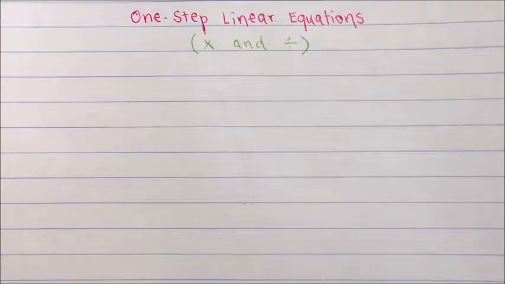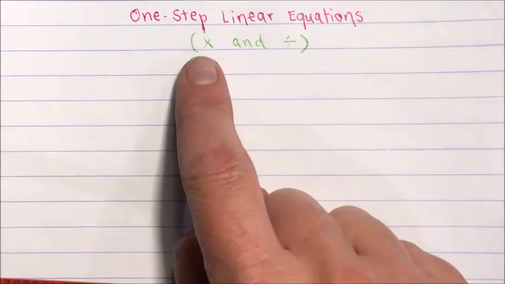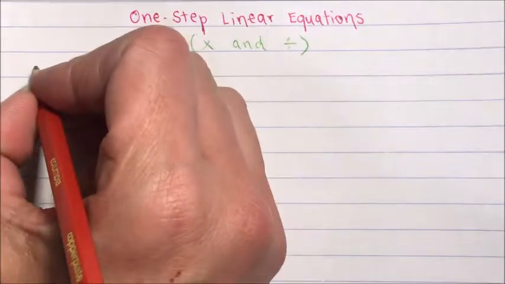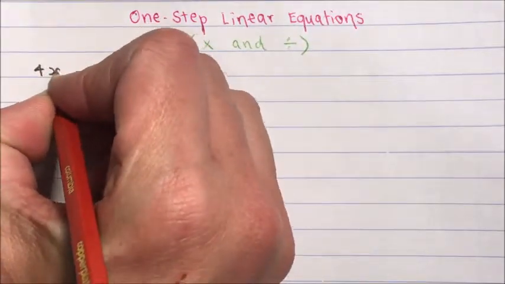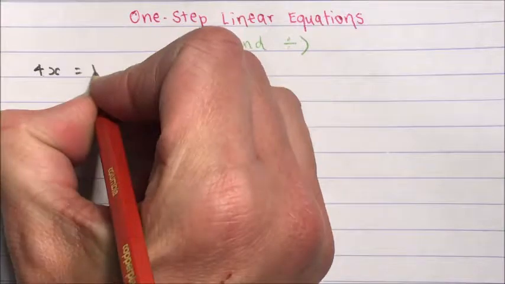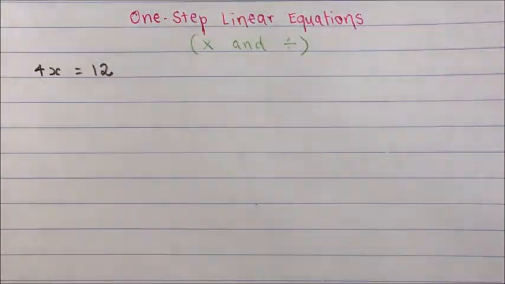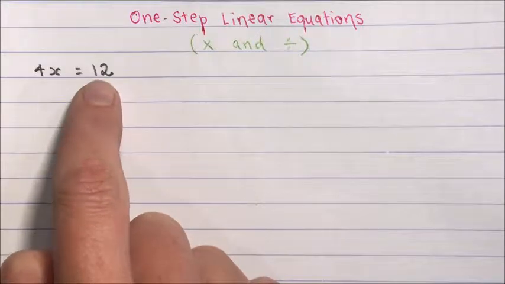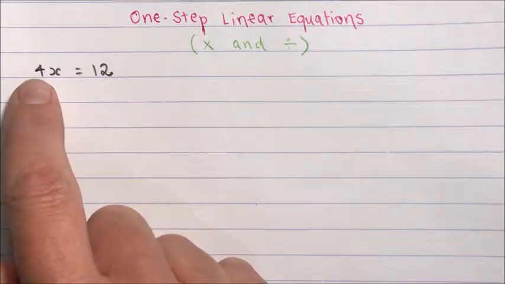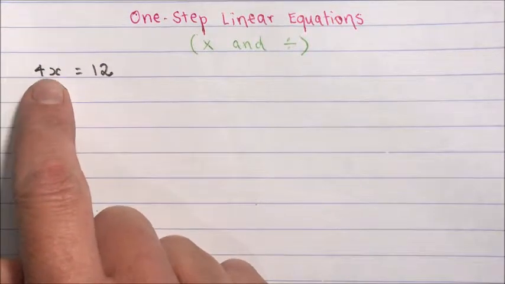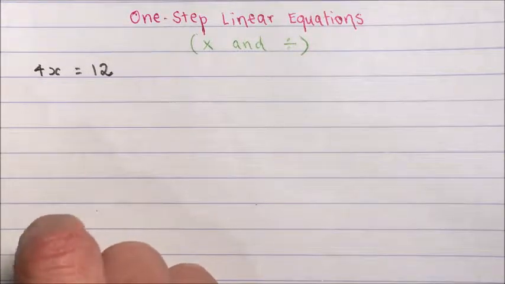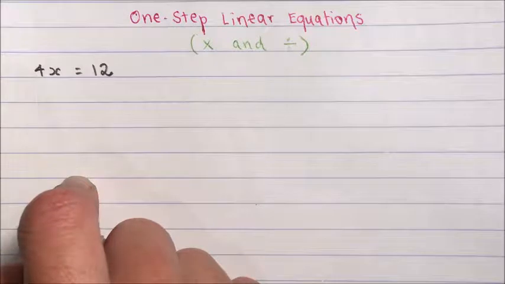Okay, now for a little demo on solving one-step linear equations where I've got multiplication and division. Equations like 4x equals 12. So if 4 times x equals 12, 12 divided by 4 is going to equal x. So that would be what I did if I was using backtracking, but I'm going to balance this equation.